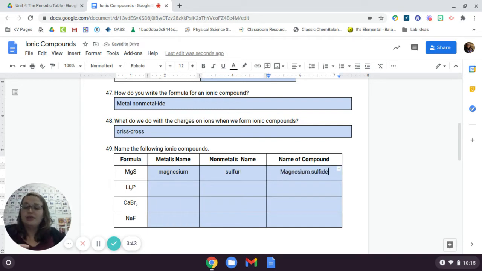And for the purposes of what we're learning right now, we don't care about any of the numbers in these formulas when we name them. That'll become important when we talk about covalent bonding, which we're not doing right now. And it'll also be important when we get really into nomenclature later. So right now, we don't need to worry about the numbers. All right, Li is lithium.